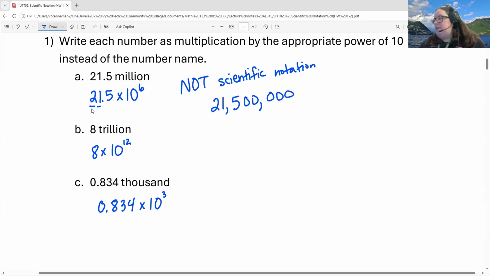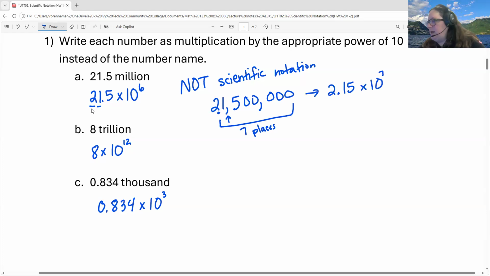So to put this into scientific notation, instead of having the decimal point here between the 1 and the 5, I need to have it after the first non-zero digit. So it's an extra place over, and I now have 7 places rather than 6. So that's 2.15 times 10 to the 7th power, as I had to move that decimal point one more place, and then my power of 10 went up by 1.